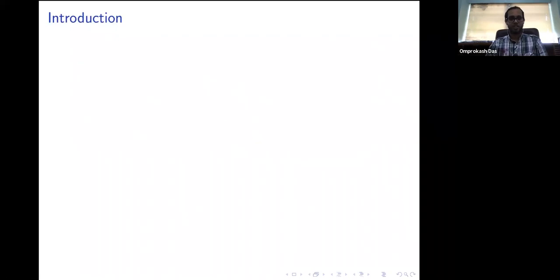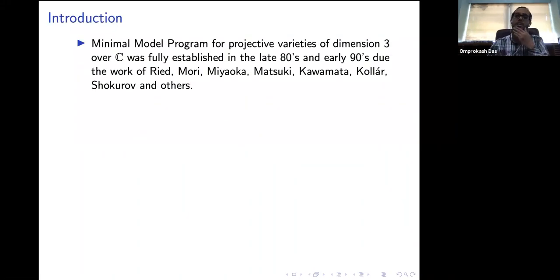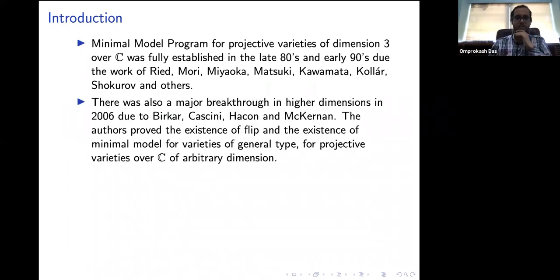Okay. So introduction. The minimal model program for projective varieties of dimension 3 over complex numbers was fully established in the late 80s and early 90s due to the work of Miles Reed, Mori, Miyawaka, Matsuki, Kawamata, Kollár, Shokurov, and many others. There was also a major breakthrough in high dimensions in 2006 due to Birkar, Cascini, Hacon, and McKernan. Those authors proved the existence of flips in all dimensions, and also the existence of minimal models for varieties of general type. All varieties are of course projective over complex numbers and in arbitrary dimension.